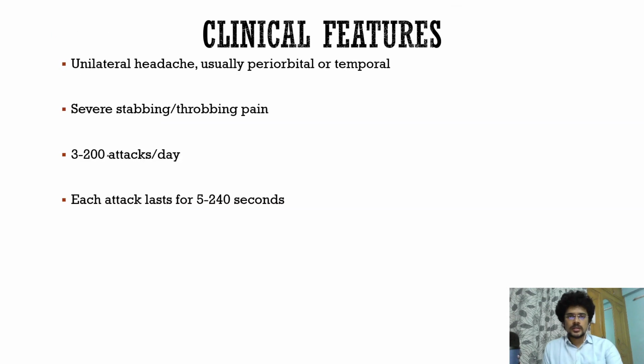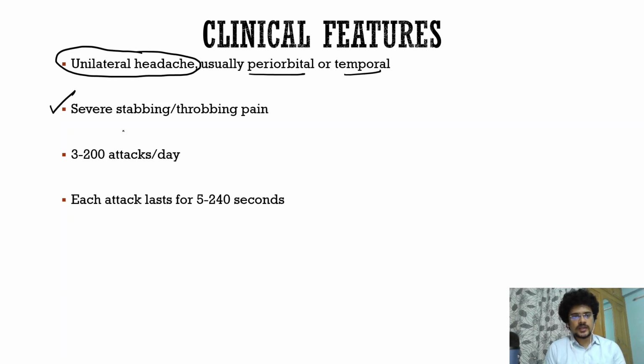All right. Now come to the clinical features. Just like in cluster headache, it's going to be a strictly unilateral headache, usually periorbital and temporal in distribution, and it's going to be a severe stabbing, burning, or throbbing pain. But the attacks are going to be very short-lived. Okay, it's going to last for only 5 to 240 seconds, but the patient can have multiple attacks per day. So around even 3 to 200 attacks per day can occur.